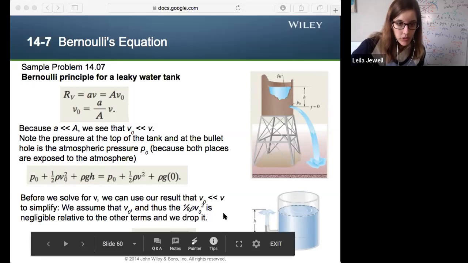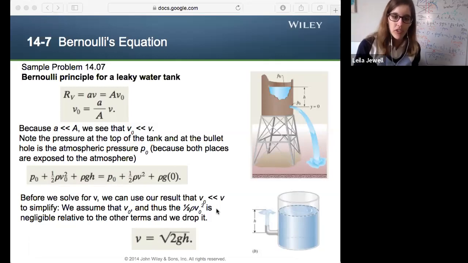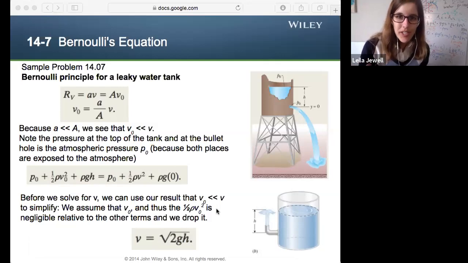And so once we drop the initial velocity of the water at the top of the tank, as it's falling at a very slow rate, we can get to our solution. v is equal to the square root of 2gh. And this is an equation we've seen before. I hope it's a little familiar to you. What does it look like? This looks like our potential energy becoming kinetic energy. mgh is equal to 1/2 mv squared. The m's cancel, we get that v is equal to the square root of 2gh.